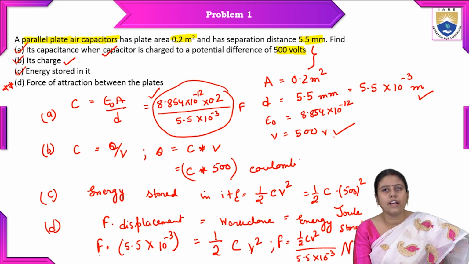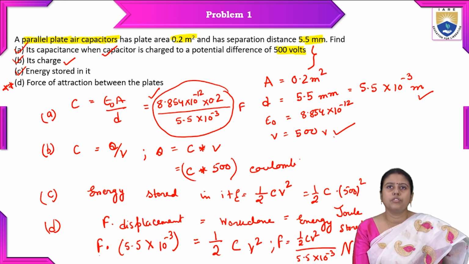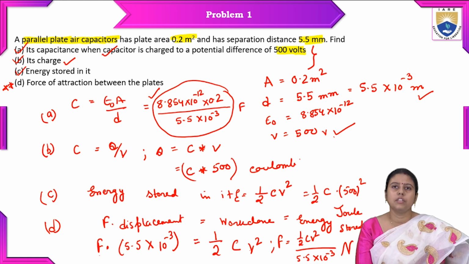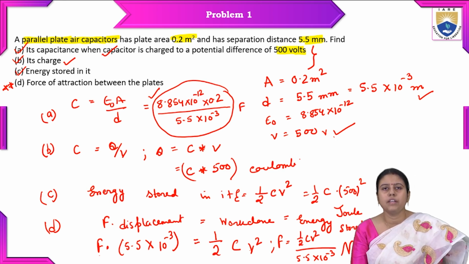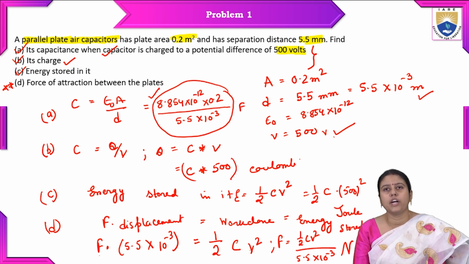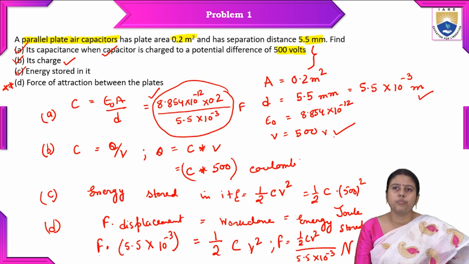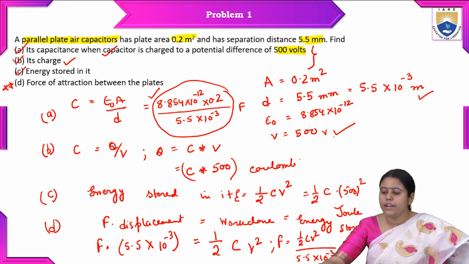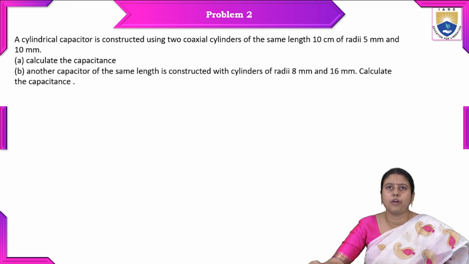So the first three questions are simple. The fourth point has a glitch: the force of attraction between the plates. What we know is force into displacement is equal to work done, and work done is equal to energy stored. So force into displacement is equal to half CV squared. Next, we are moving to our next problem.